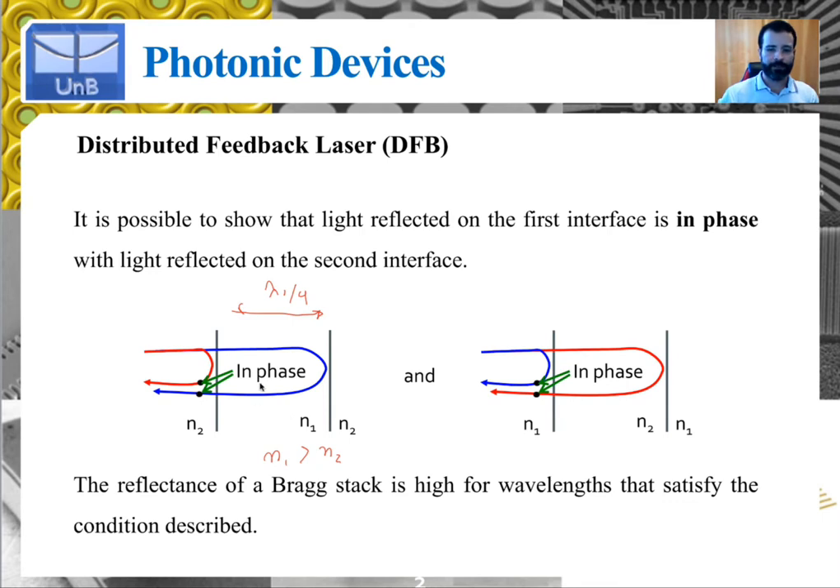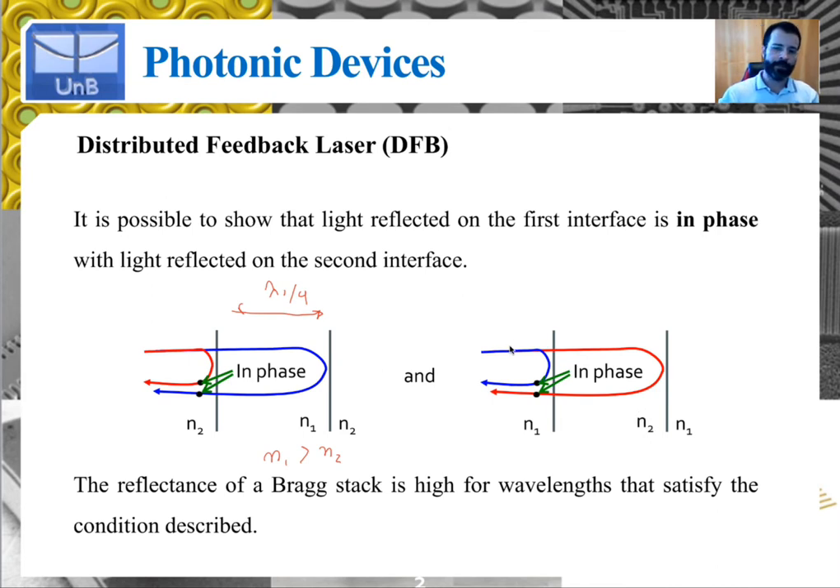But if the index of this medium is larger than the index n2, then the phase acquired by the wave in the reflection on the first interface is also pi. So both of these waves are in phase when reflected back to the original medium with index n2. The same thing will happen if the middle layer has a lower refractive index, so n2 still smaller than n1, but now the middle layer is n2 rather than n1.